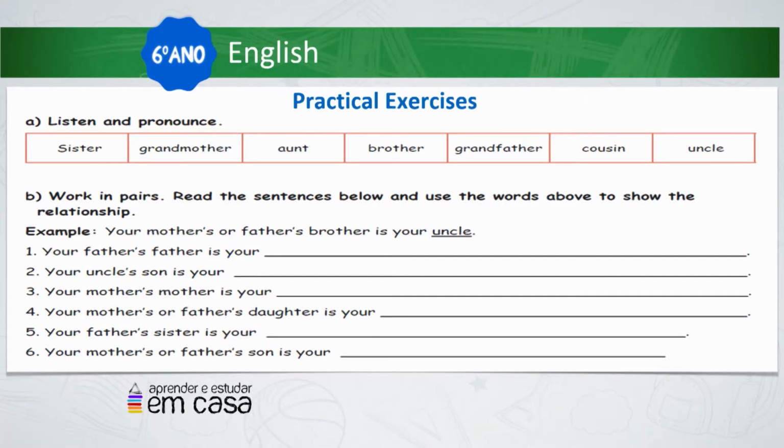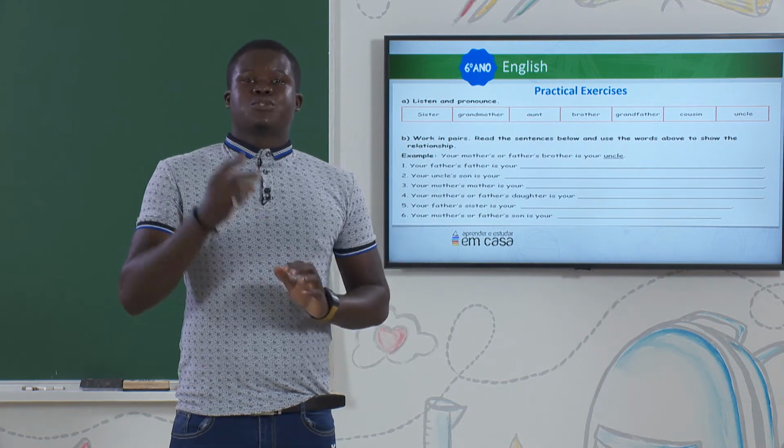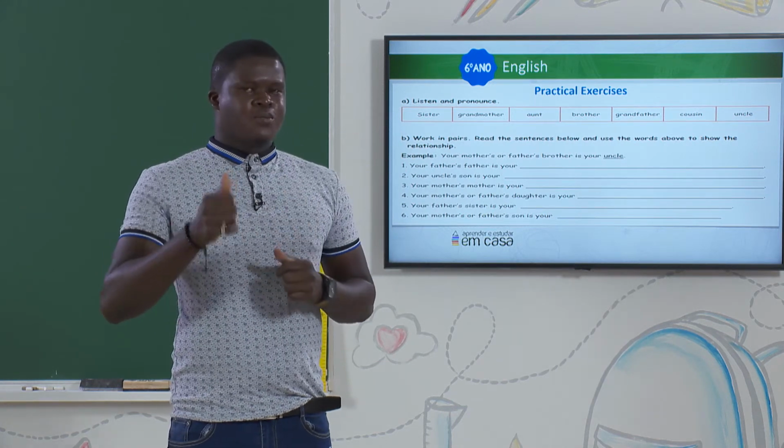The first one is, your father's father is your... Number 2, your uncle's son is your... Complete in the blank. 3, your mother's mother is your... 4, your mother's or father's daughter is your... 5, your father's sister is your... And 6, your mother's or father's son is your... You have 2 minutes to complete it. I know you can do it, so let's do it.